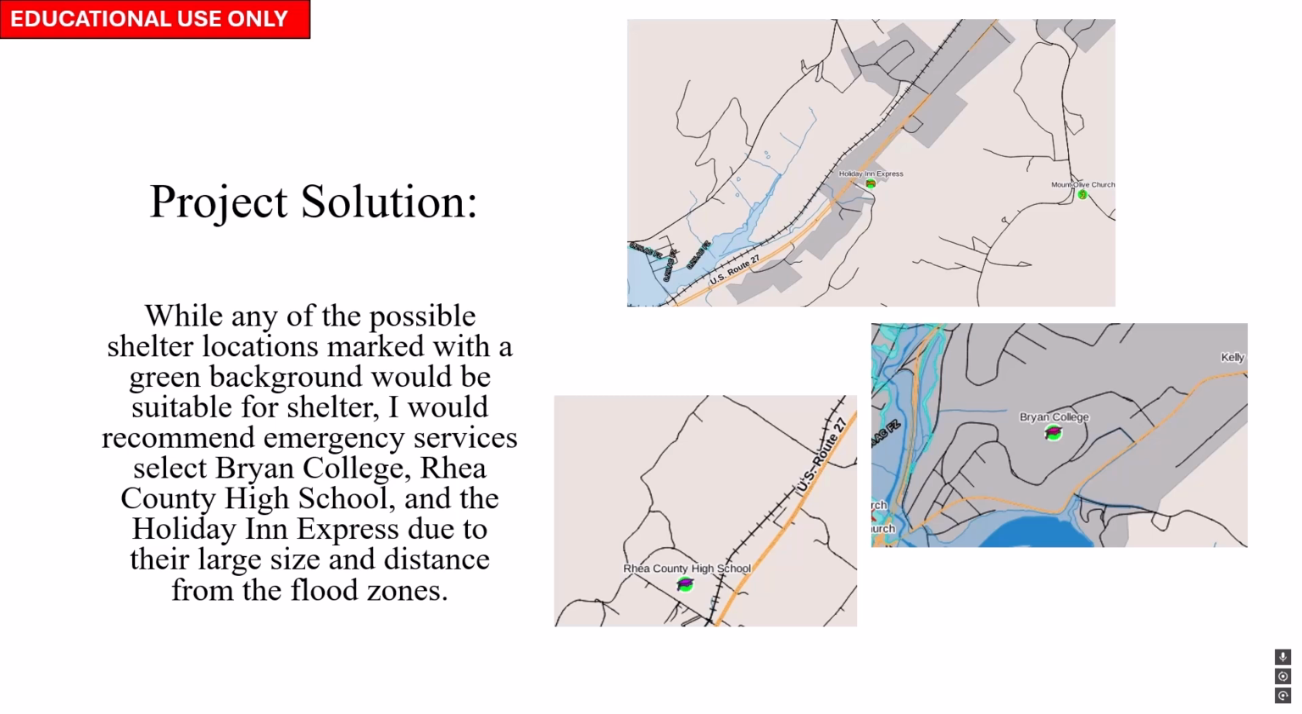I'm not sure. I don't have that data to be able to quantify. But I would pick those three locations due to their large size and distance from the flood zones. And the images on the right are different screenshots that I took of the shelter zones that I would recommend.